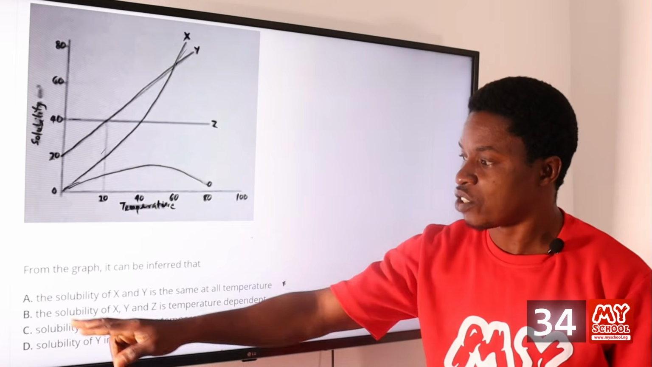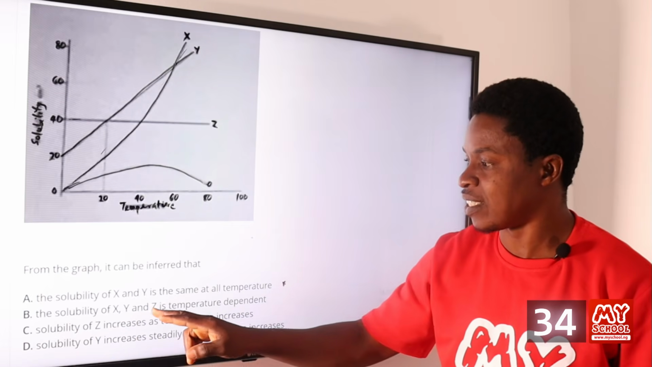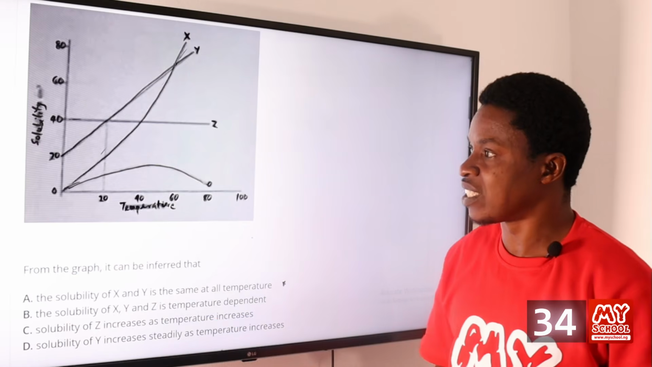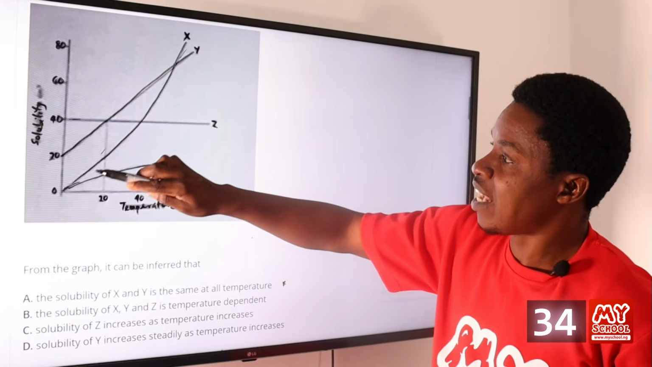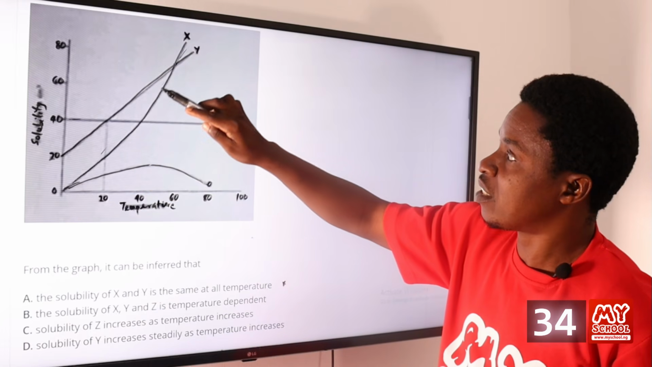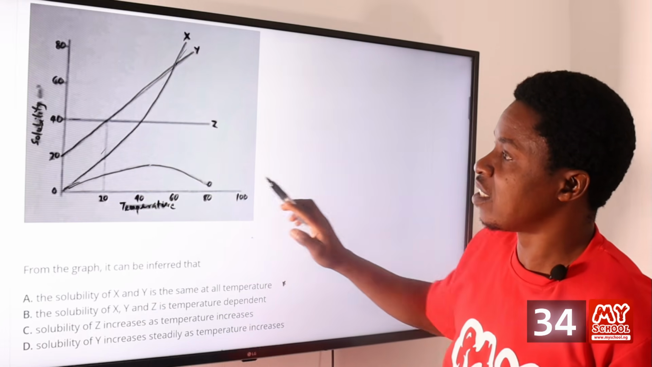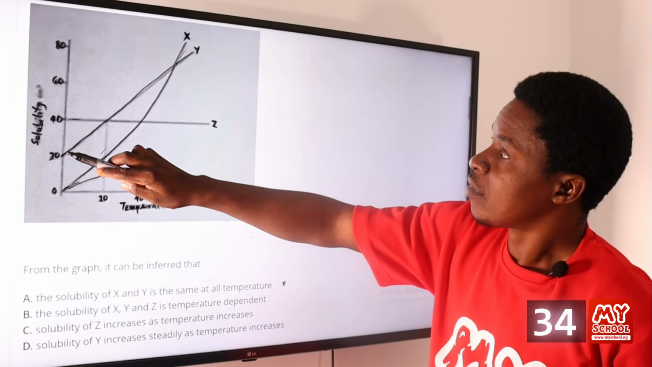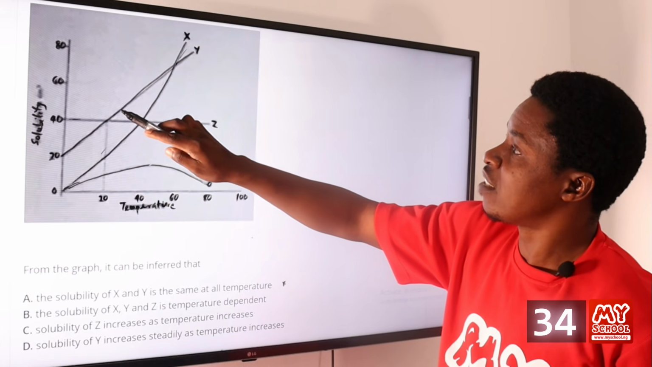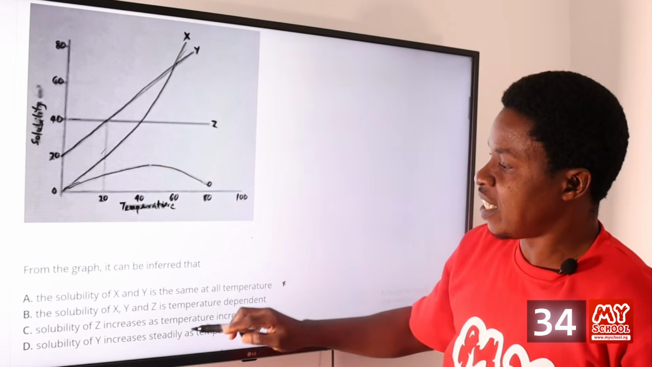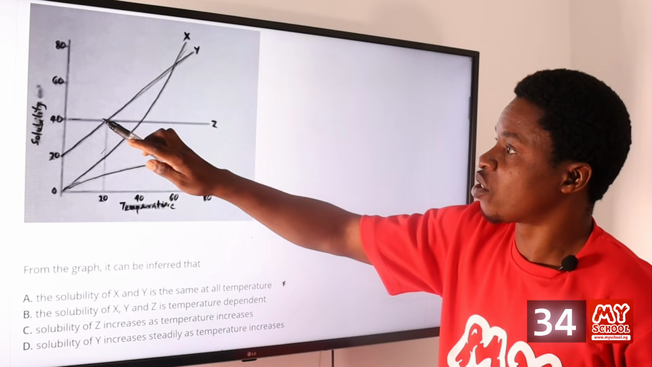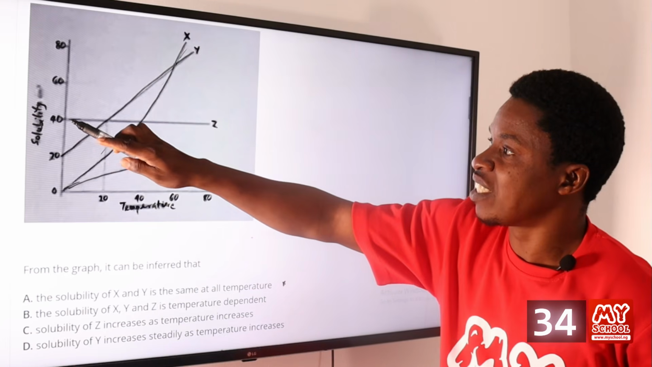The second one says the solubility of X, Y, and Z is temperature dependent. Let's see X, yes. As X is increasing, solubility is increasing, temperature is also increasing. Yes. Y is also moving up, increasing. As temperature is increasing, solubility is also increasing. But Z, we just discovered that it's constant. So which means that solubility is constant.